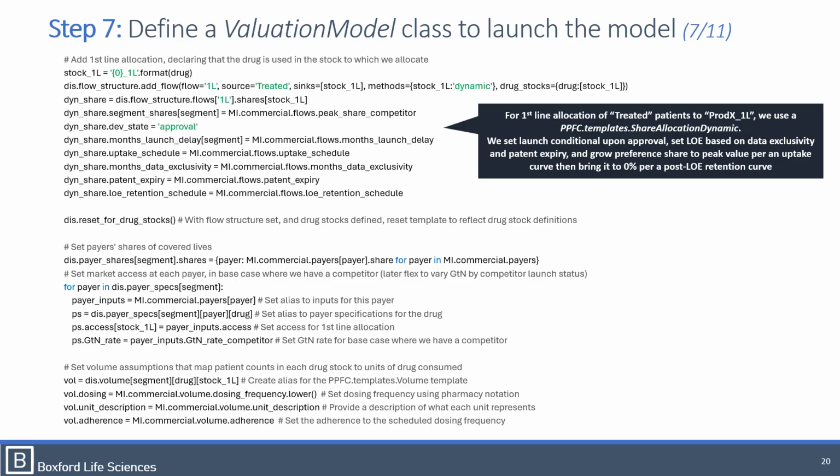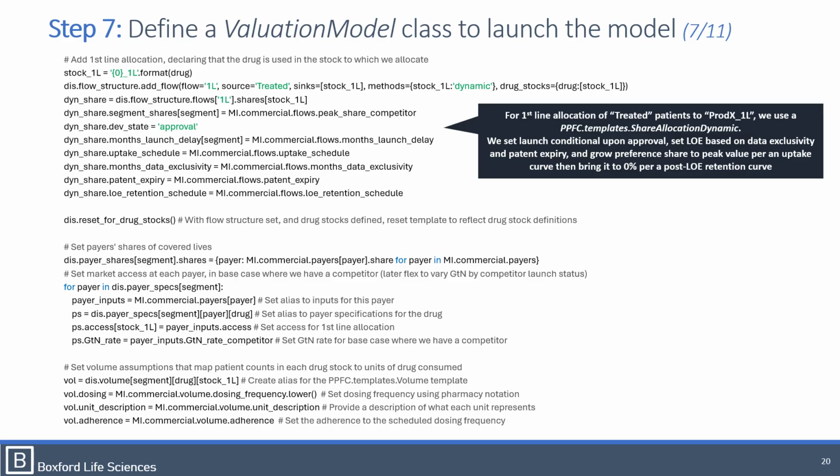We specify that this dynamic share is contingent upon successfully reaching approval. We can optionally put in a delay in launch from when that approval date occurs. We say that there's going to be an uptake schedule of how preference share is going to go from 0 to peak as a function of time since launch. We say how many months of data exclusivity we have, when the date is that we lose patent protection for this flow, and in this segment we can modify it by segment if we want. Then we have the schedule of decline in share after loss of exclusivity.